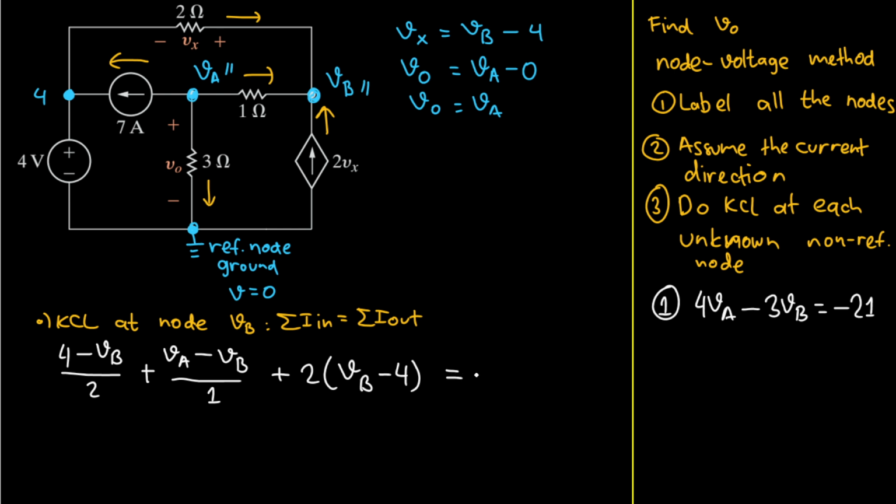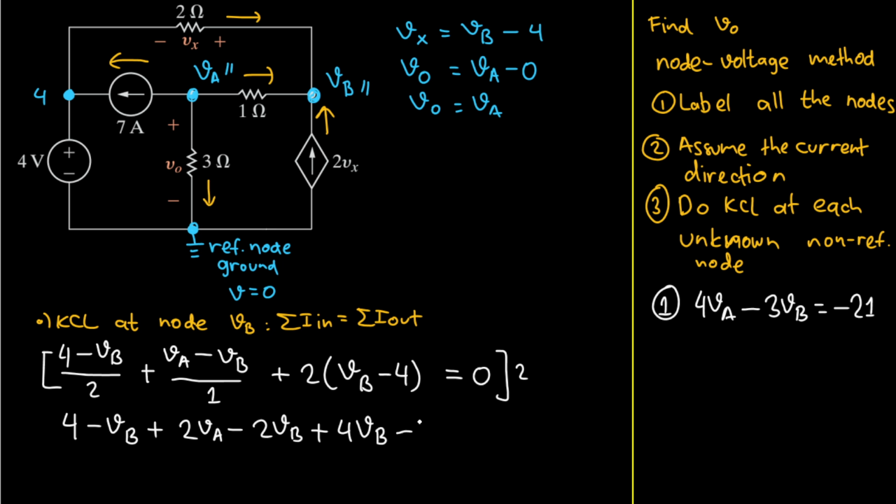The only current that goes out is 0, because there is no current that goes out. Okay, we can multiply both sides here by 2 then. So we will have 4 minus VB, because 2 and 2 will cancel each other. And here we will have 2VA minus 2VB. Okay, 2 multiplied by 2 is 4, so I will have plus 4VB. And then 4 multiplied by minus 4 will be minus 16. All of that will equal 0.